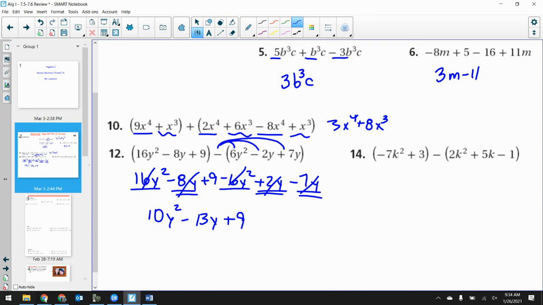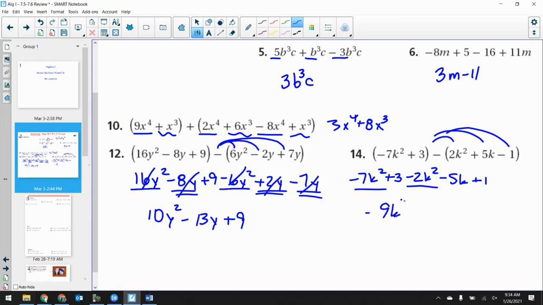Taking a look at the last one, distribute this in. Negative 7k squared plus 3, leave that exactly the same. Minus 2k squared minus 5k plus 1. Negative 7, negative 2 make negative 9k squared. Bring down that minus 5k. 3 and 1 make 4.